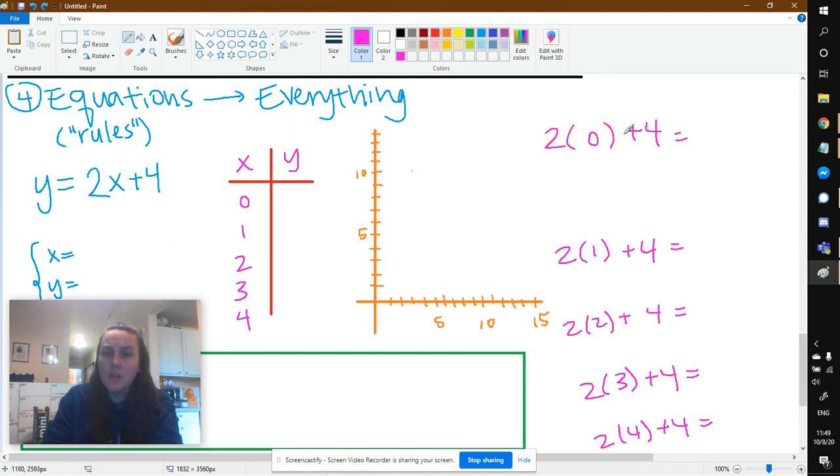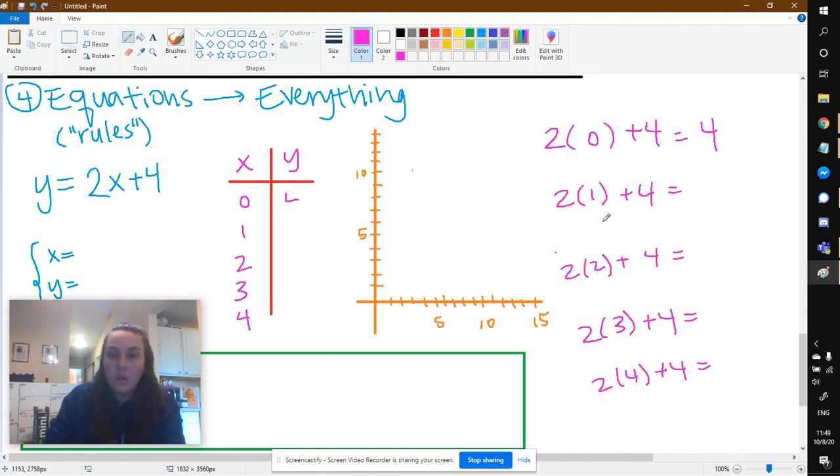So if we plug in 0, 2 times 0 plus 4 is 4, because this turns to 0, and 0 plus 4 is 4. So we get to write a 4 right here. 2 times 1 is 2, plus 4 is 6. So we get to write a 6 right here. 2 times 2 is 4, plus 4 is 8. So we get to write an 8. 2 times 3 is 6, plus 4 is 10. We get to write a 10. And we do it one more time, and we get that 2 times 4 plus 4 is 12.